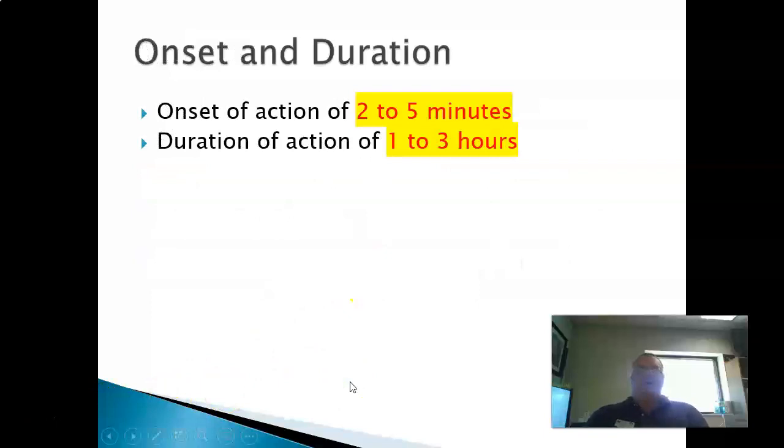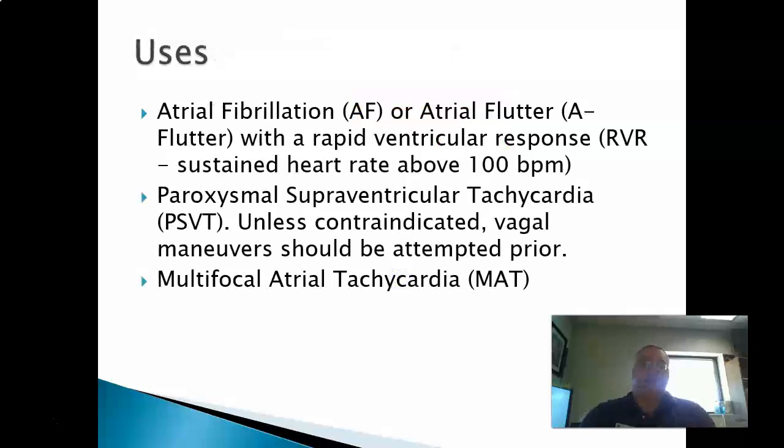When we give this drug, the onset is about 2 to 5 minutes. And one thing I will also say about this drug is this is one of those drugs you absolutely do not give fast. You want to give it slow. The duration of action is usually around 1 to 3 hours. We'll talk about administration a little bit later, the common ways that paramedics do it versus the common ways that they probably should be doing it.